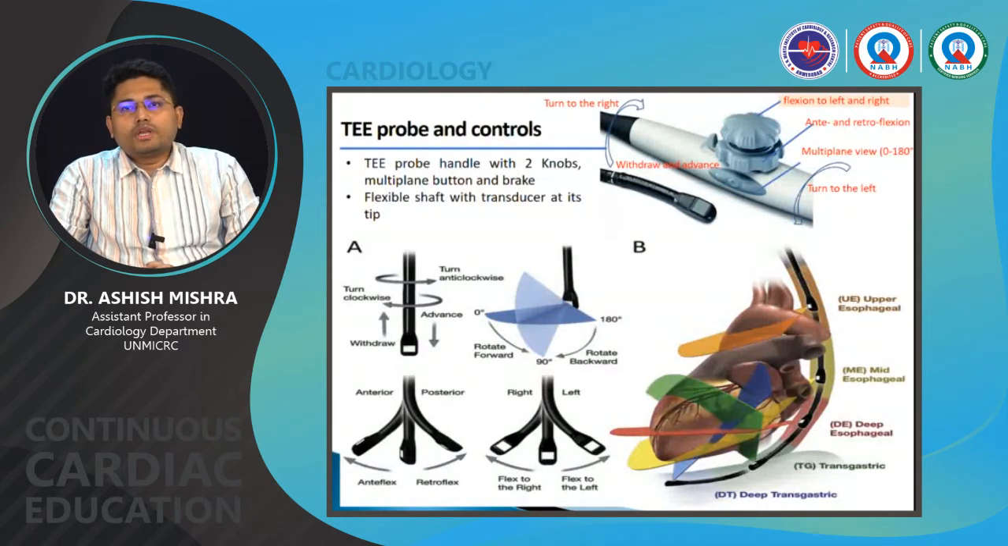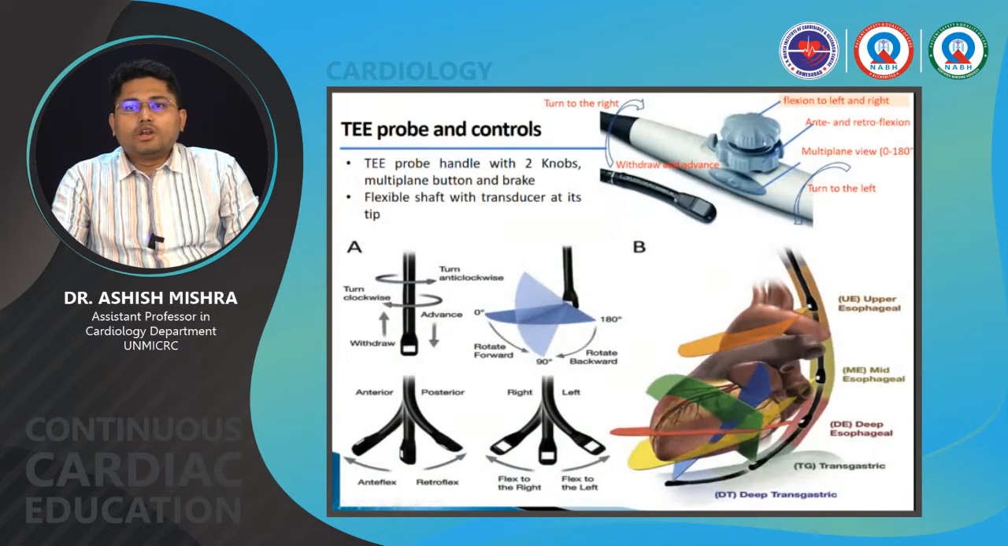So one should know the various parts of the TEE probe to make better utilization of it. The TEE probe handle comes with two knobs, the multiplane button and the brake. And this is the flexible shaft with the transducer at its tip. Given this many hinge points, there is an advantage that the multiplane button can be used for multiplanar imaging. Then we have the two knobs.